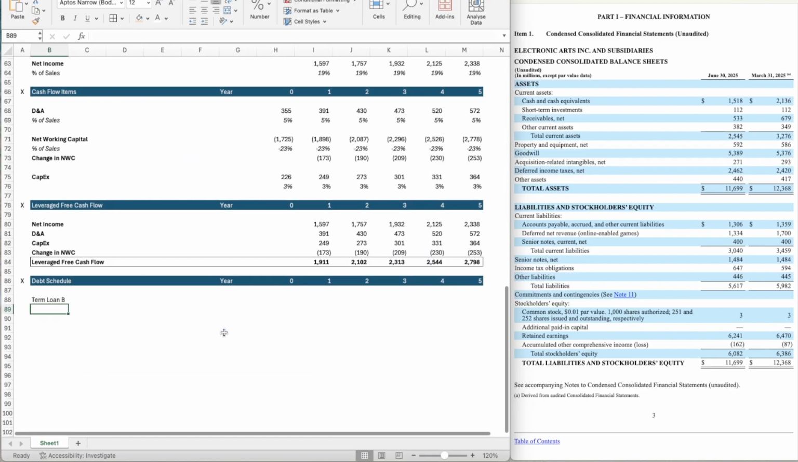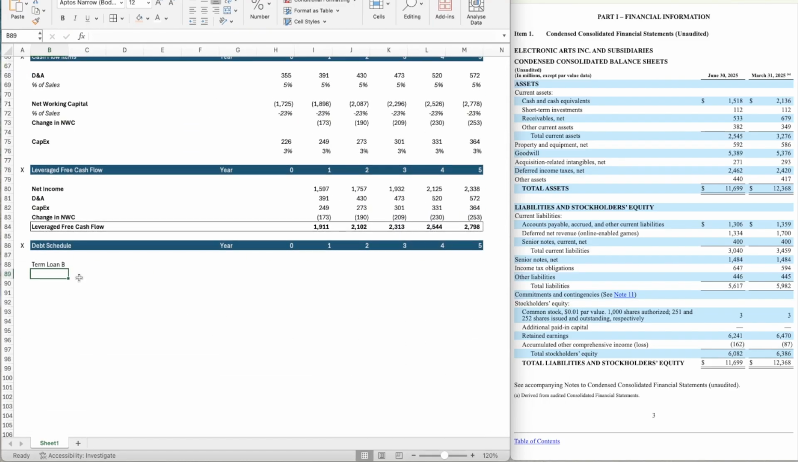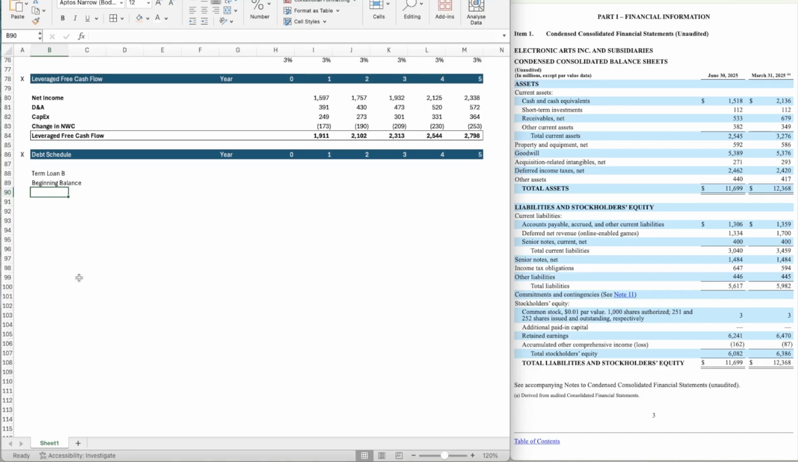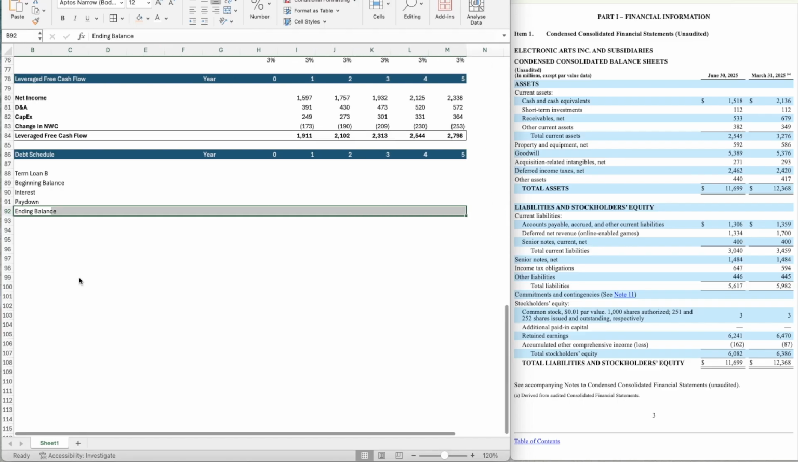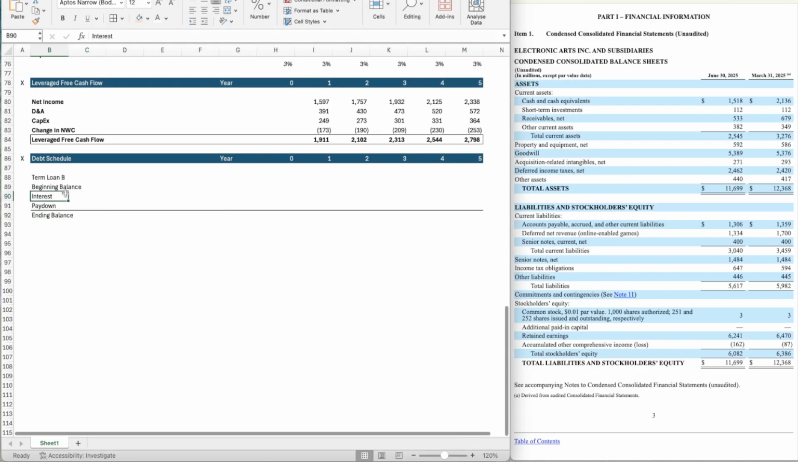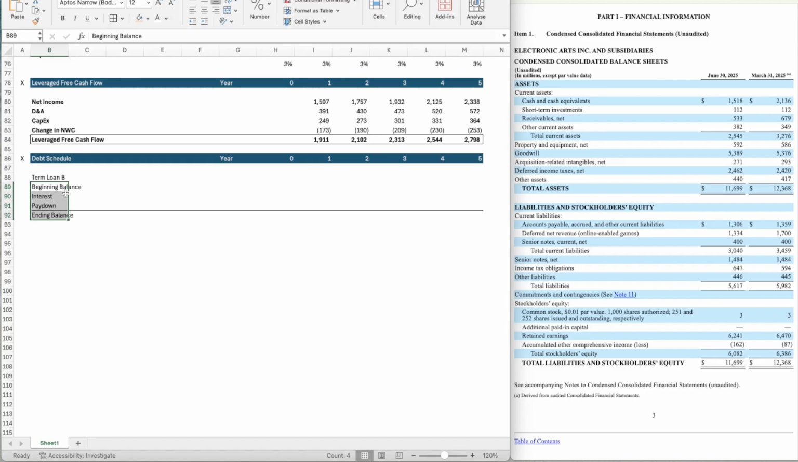Put it equal to term loan. The first thing we do is we'll do them one by one, but it will eventually be copy paste. So we go term loan B, then we go beginning balance, interest paid, pay down, and then ending balance. Pop a border on there. And also with these, just indent them slightly.